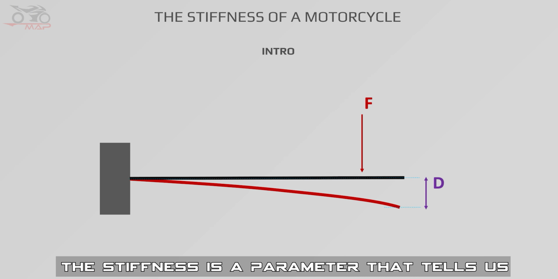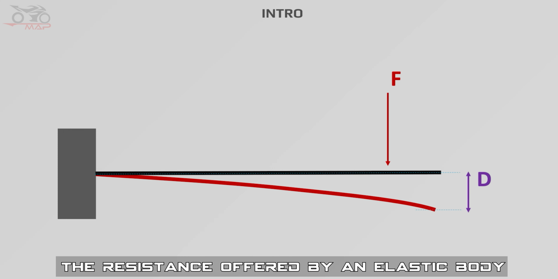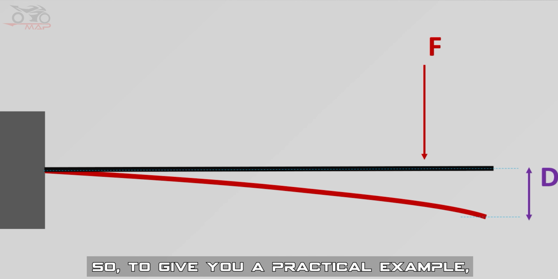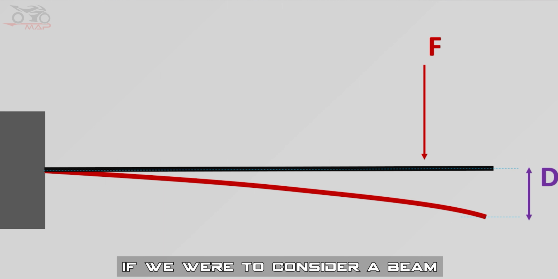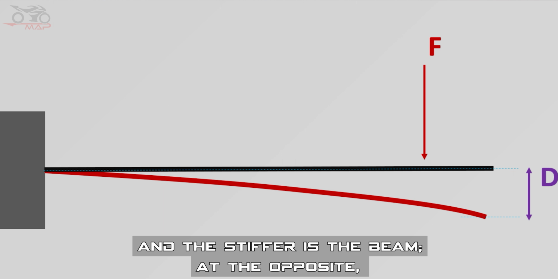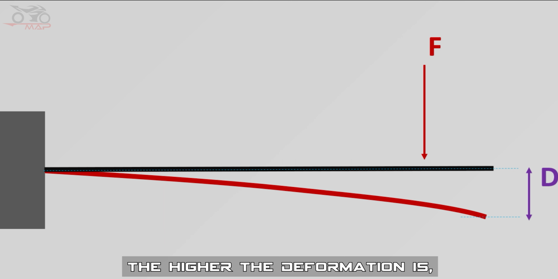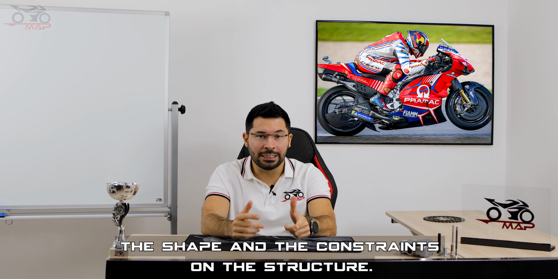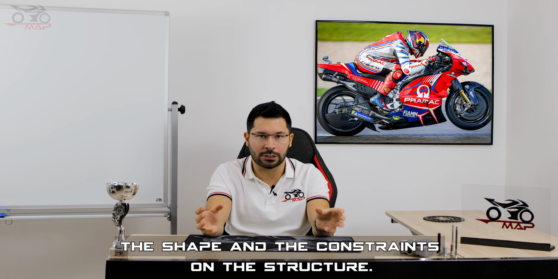The stiffness is a parameter that tells us the resistance offered by an elastic body to the deformation. The antonym is flexibility. To give you a practical example, if we were to consider a beam and we applied a load F to it, as shown in this picture, the smaller the deformation D, the stiffer the beam. At the opposite, the higher the deformation is, the higher the flexibility is. The stiffness is affected by the material, the shape, and the constraints on the structure.